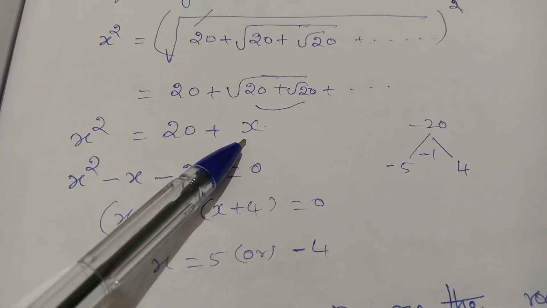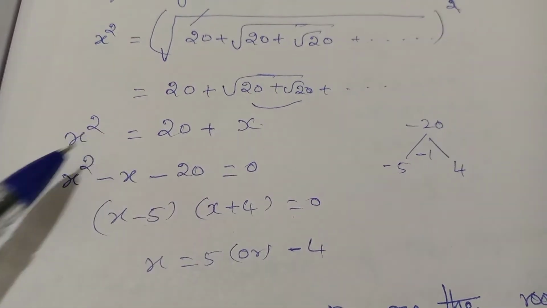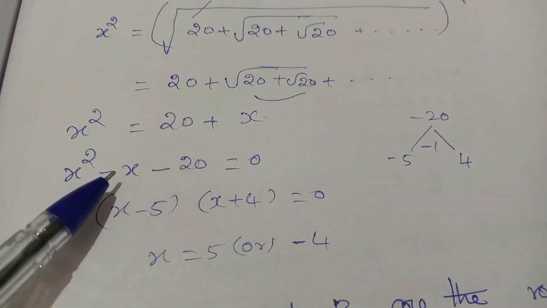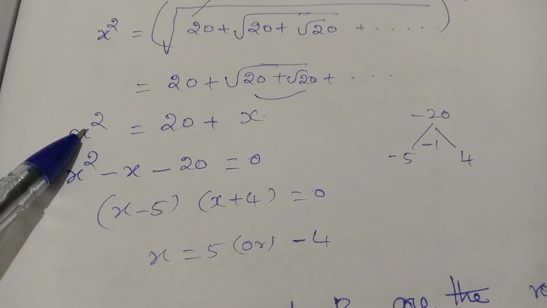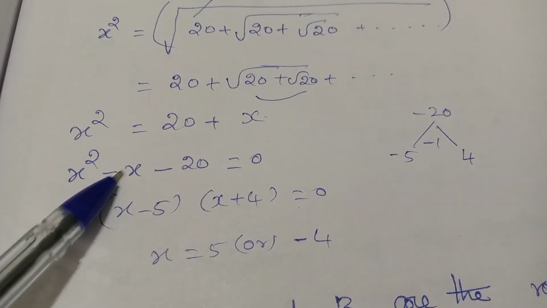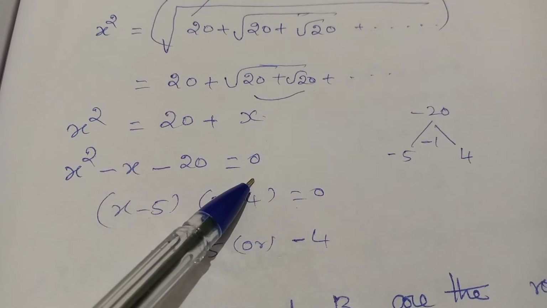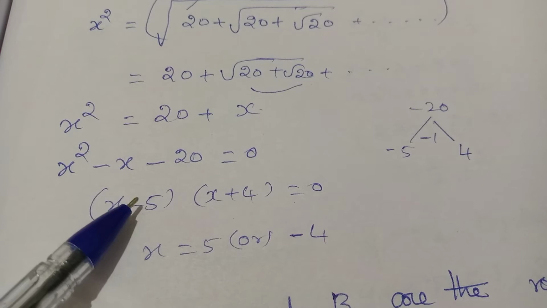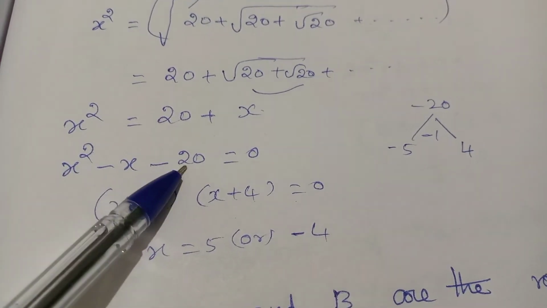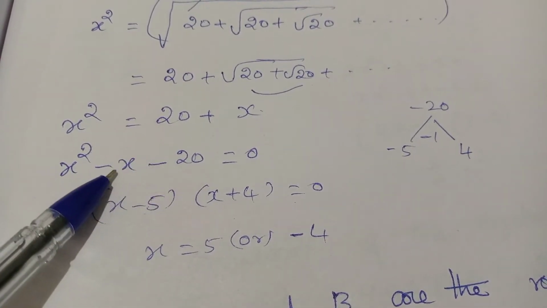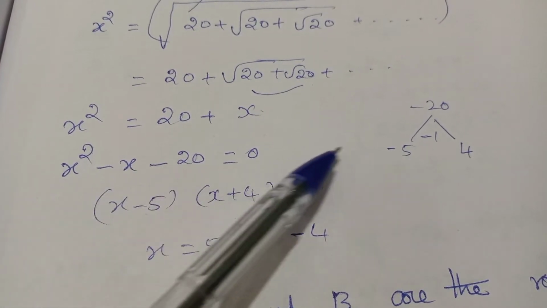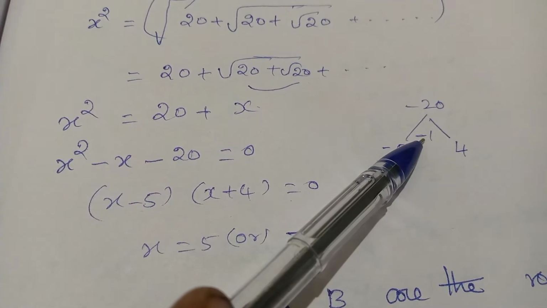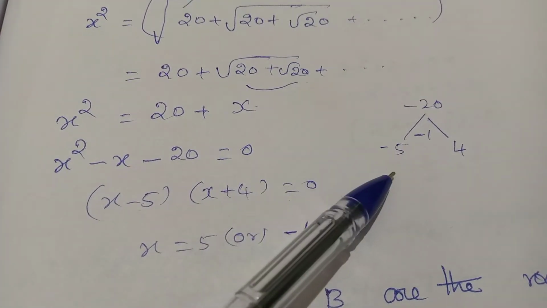Now let us write x square in order. Bring this plus x and this constant term to the LHS. So it becomes x square minus x minus 20 equal to 0. Now it becomes a quadratic equation, isn't it? So it can be factorized. The multiplication number is minus 20 and the addition number is minus 1. So what are the factors we have? When we multiply, we should get minus 20. When we add, we should get minus 1. Guess the numbers.